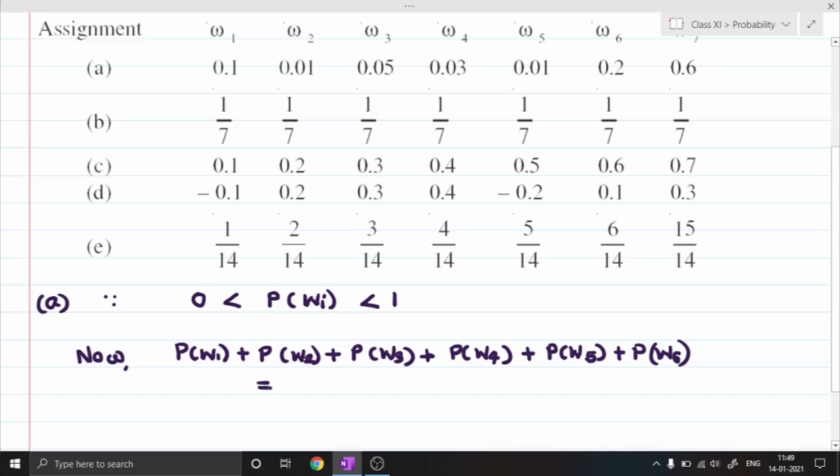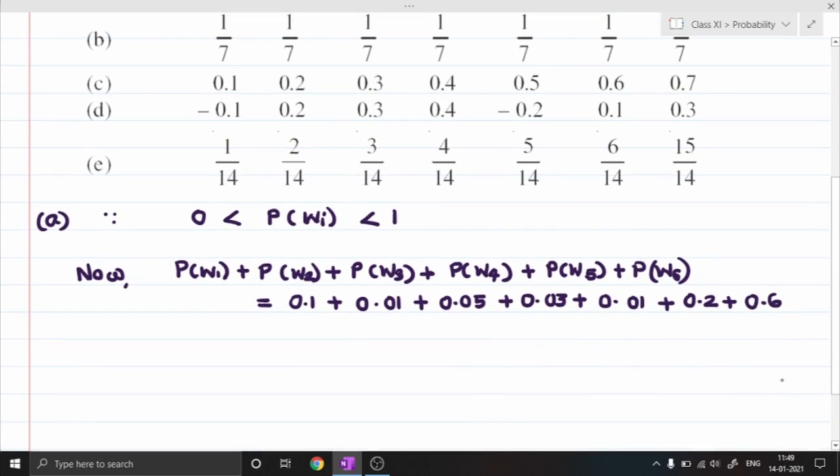Let us add all of them. What are the given values here? 0.1 plus 0.01, 0.05, then 0.03 plus 0.01 plus 0.2 and 0.6. Okay, now let us add all of them. Very simple: 0.2 and 0.6 is 0.8, and 0.8 and this 0.1 will become 0.9. So the addition of these three things will become 0.9.